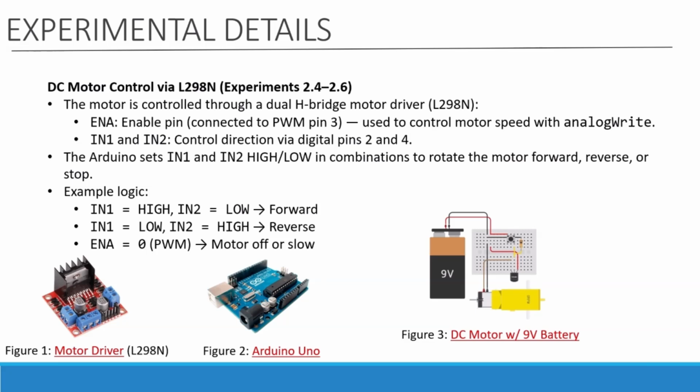Code also has an effect on the DC motor control, as analogWrite, the code analog write, is used to control motor speed. Also, input 1 and input 2 can control the direction via digital pins 2 and 4 on the Arduino. The Arduino will set the input 1 and input 2 to either read high or low, and this will create combinations to either rotate the motor forward or reverse or to stop it.